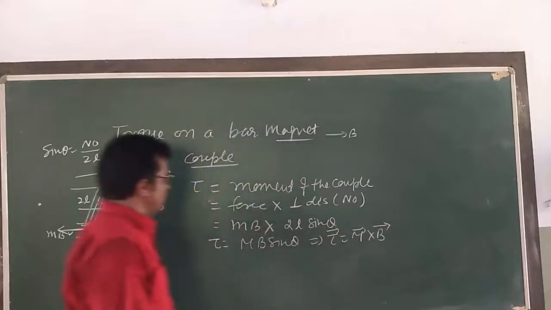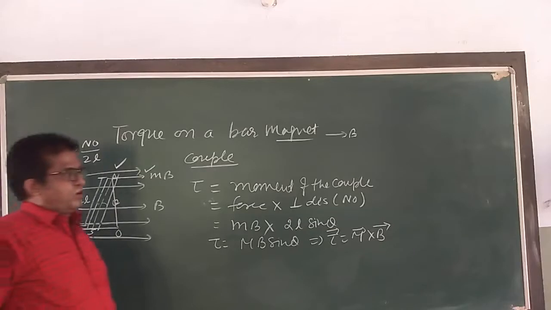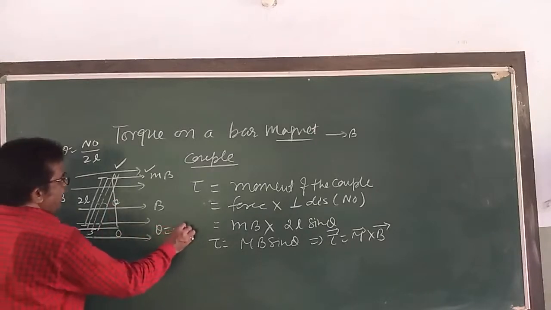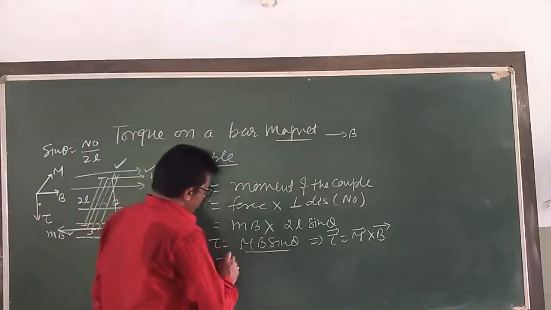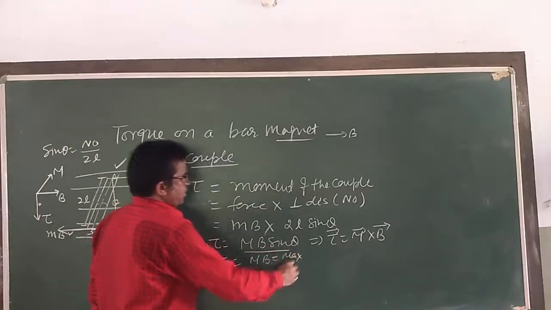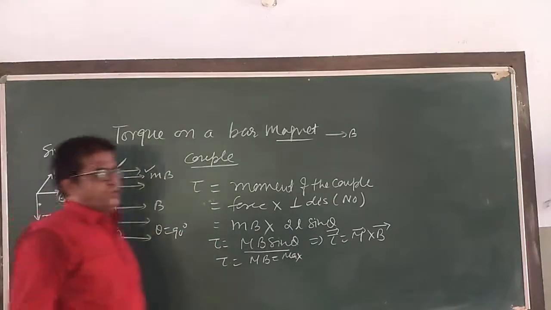So what you are seeing here? The direction of magnetic moment is m, direction of magnetic field is b, but the direction of the torque is perpendicular to both. When the angle between them, theta, is 90 degrees, put sin 90, and torque mb becomes the maximum value. So my dear children, when theta is equal to 90 degrees, torque would be maximum.